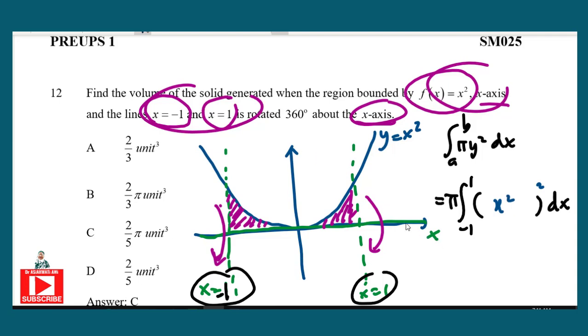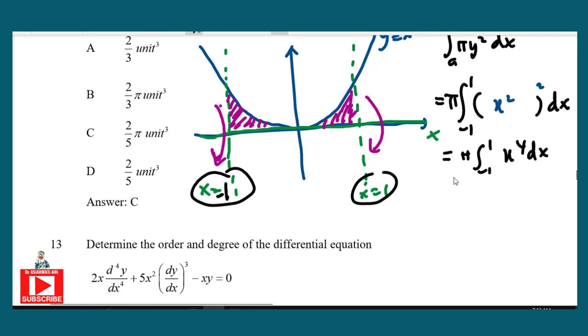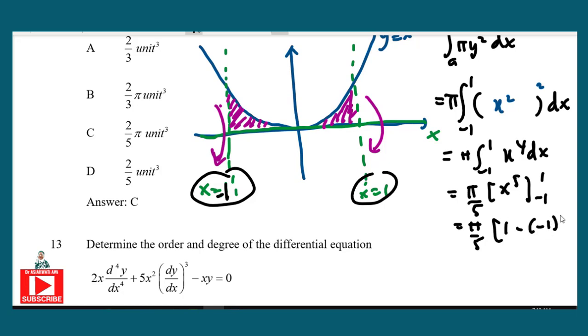The next step is to rewrite as x to the power 4 dx and integrate, giving pi times x to the power 5 over 5 from -1 to 1. Substitute the values: 1 minus -1 gives 2, so the answer is 2 pi over 5.